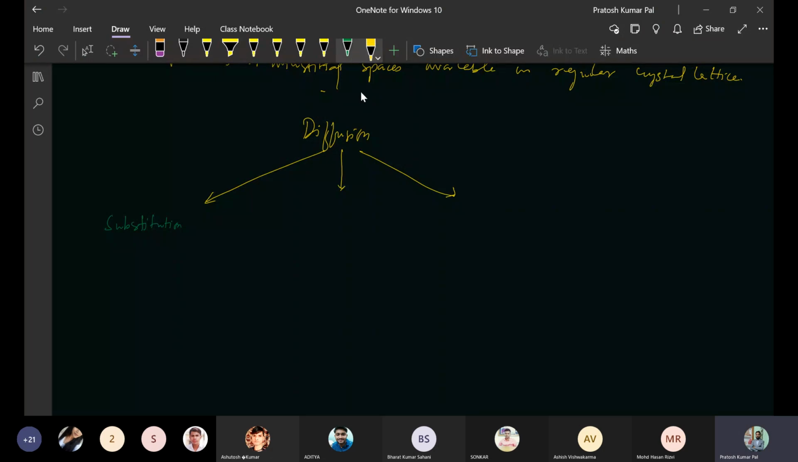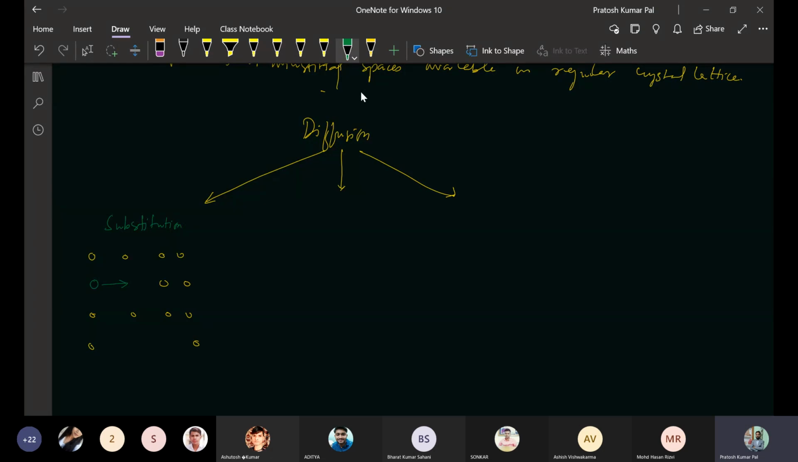Suppose these are the silicon atoms. There will be some vacancies, so instead of these atoms there will be some impurities. This is like a regular crystal structure, and here some vacancies are there. These vacancies will be occupied by the impurity atom, and the impurity atom will move from one available vacancy to another. So this defect is called substitution.